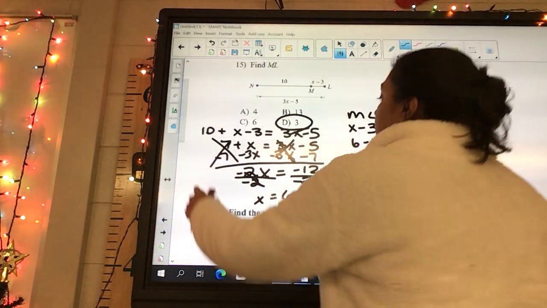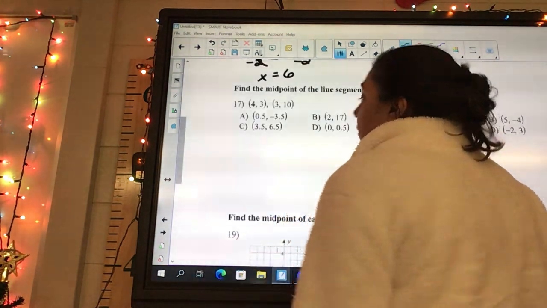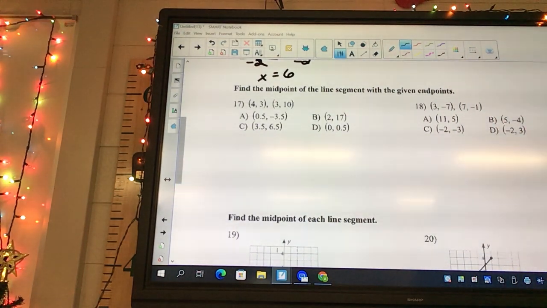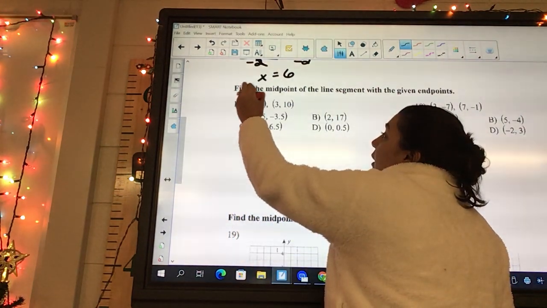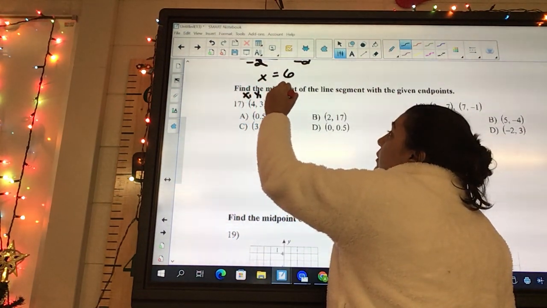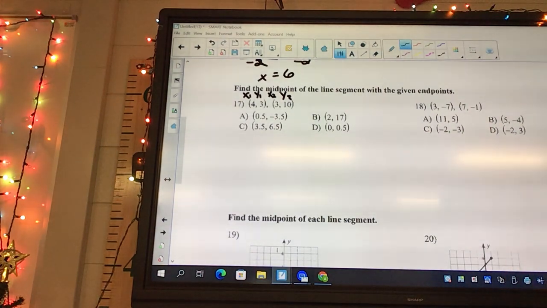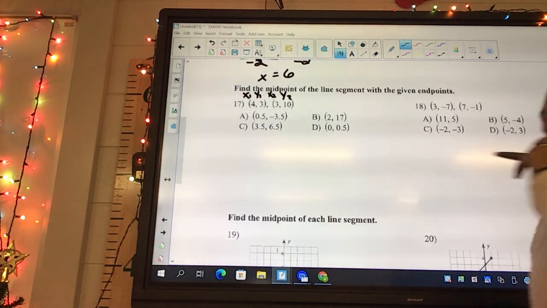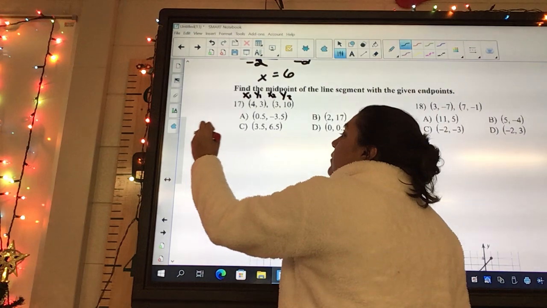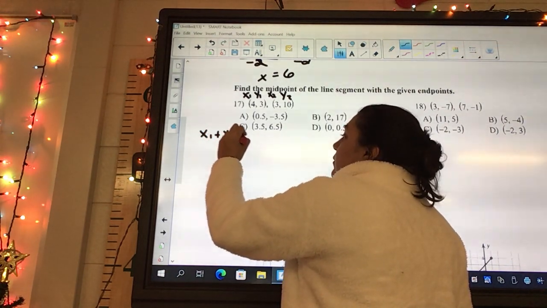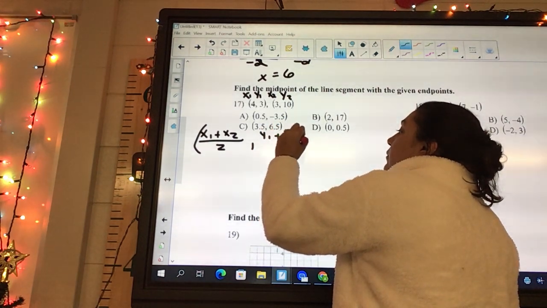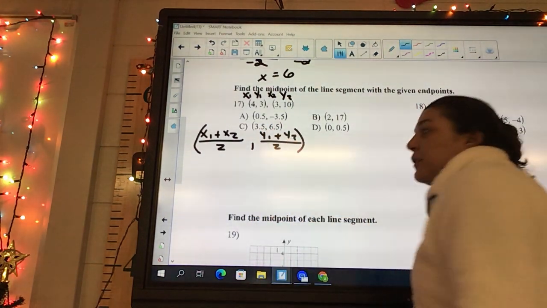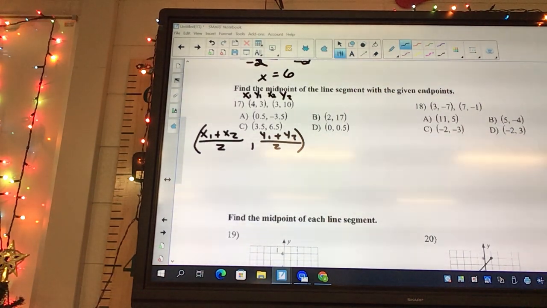Okay, find the midpoint. What's the midpoint formula? We're going to say x1, y1, x2, y2. But what's the formula? X1 plus X2 over 2. Then Y1 plus Y2 over 2. Okay, if you know you did not write this formula on your last sheet, you better write it on this sheet. Okay? I will not give you formulas on the day of your test.